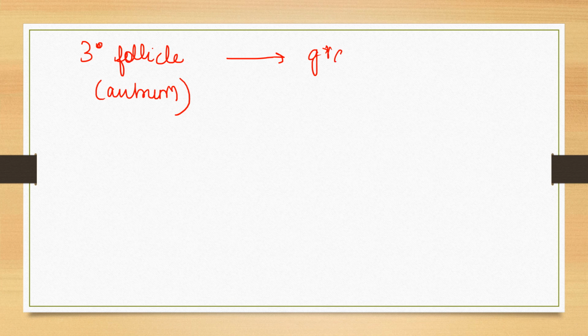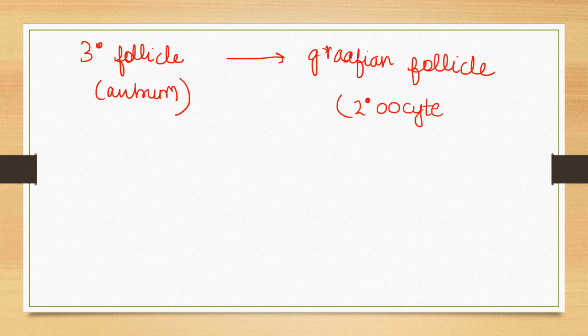So अब जो हमारा tertiary follicle होता है जिसको हमने बोला था कि इसके अंदर antrum होता है, the fluid-filled cavity, this tertiary follicle transforms into something known as the Graafian follicle. अब इस Graafian follicle के अंदर it has the secondary oocyte or what we call as the ovum.